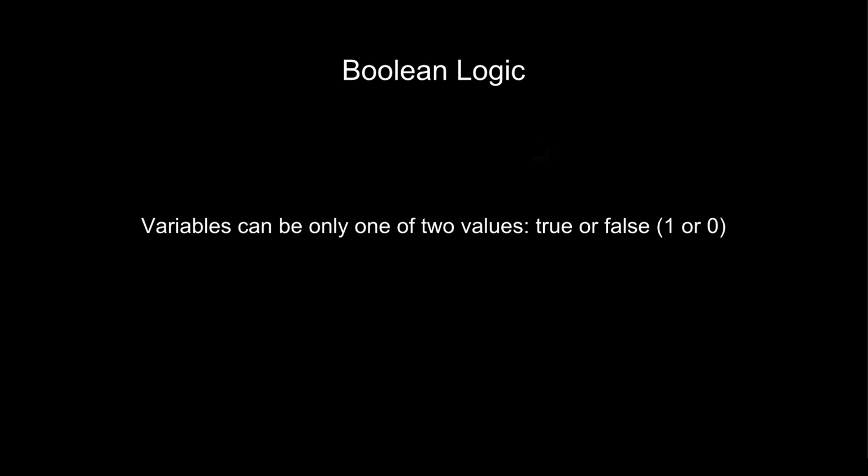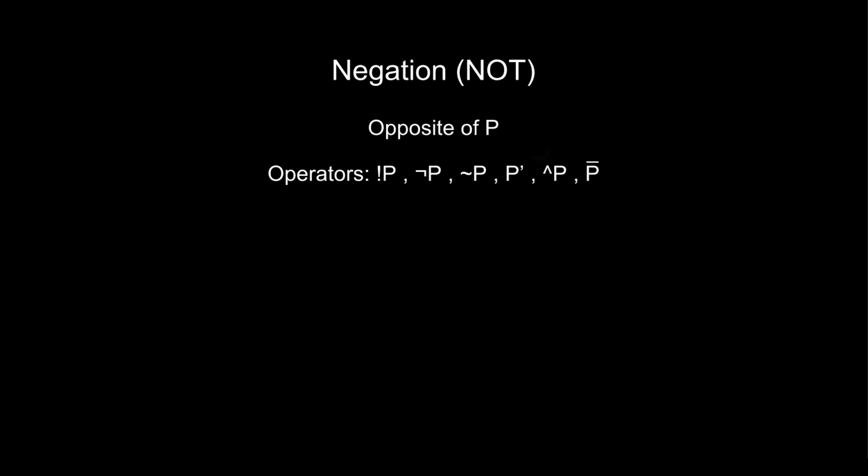The biggest rule to remember is that variables can only have two values, true or false. In computers, this can be represented as a 1 or 0. Or, as we learned in the conditional statement episode, anything that's not 0 is true in the C language. There are four main operators that we should cover. The first, and probably easiest, is negation, or not.